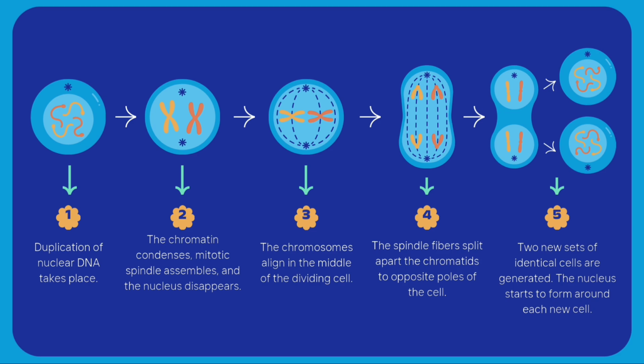The first stage is the duplication of nuclear DNA. The second is the chromatin condenses, the mitotic spindle assembles, and the nucleus disappears. The third stage is the chromosomes align in the middle of the dividing cell. The fourth stage is the spindle fibers split apart the chromatids to opposite poles of the cell. And the last but not the least phase is the phase wherein the new sets of identical cells are generated. The nucleus starts to form around each new cell. So again, always remember the 5 stages of mitosis.